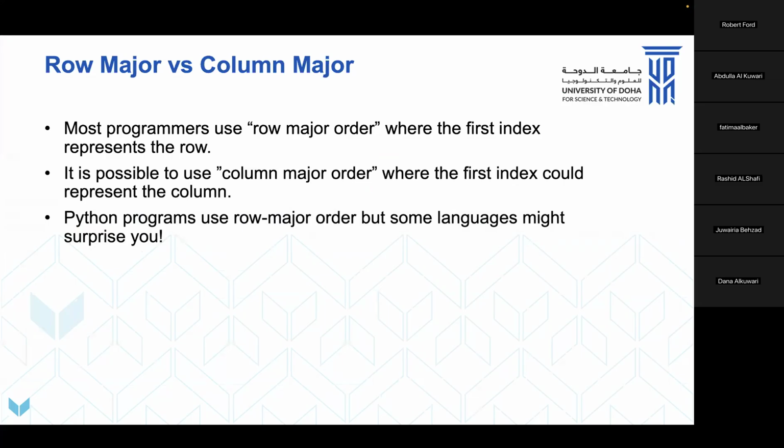Okay, but in any case, that's the difference between row major versus column major order, where the first index might represent the column rather than the row. Could I elaborate further on it? I could, and do I want to? No. Do you want to learn more? I'm going to tell you the answer is not really.